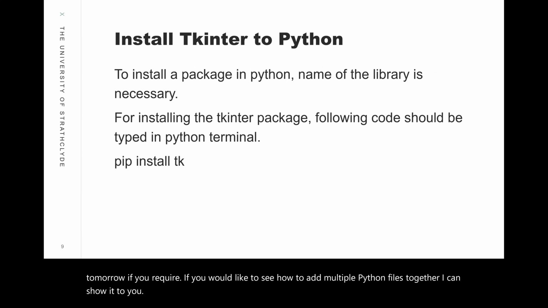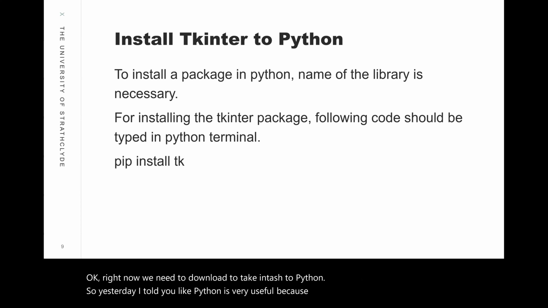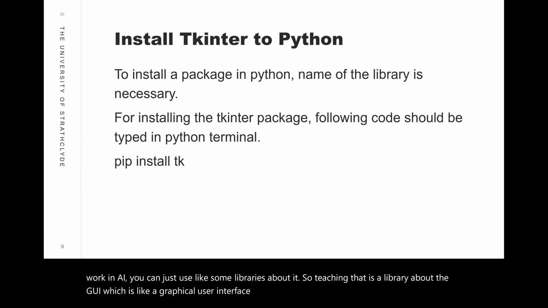Okay. Right now, we need to download tkinter for Python. Yesterday I told you Python is very useful because of its libraries. If you would like to work in AI, you can just use some libraries for it. tkinter is a library for the GUI, which is a graphical user interface. So how do you install it?